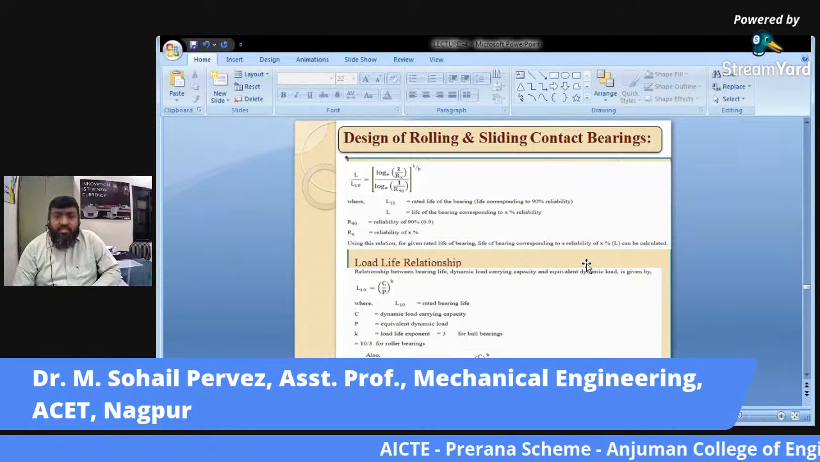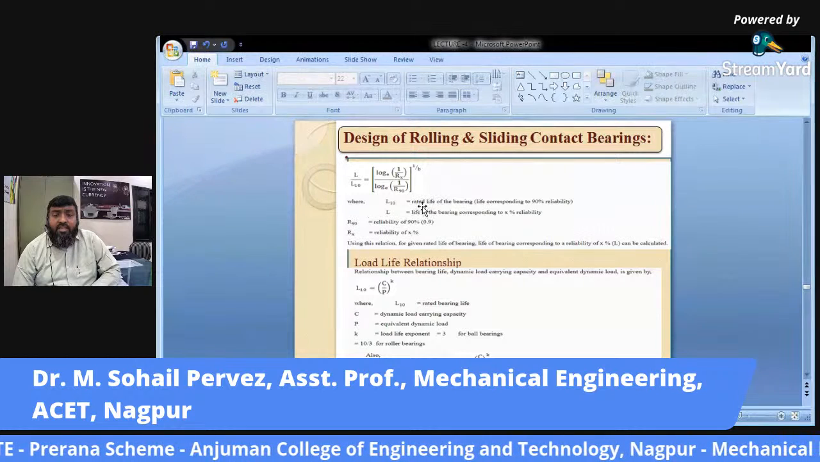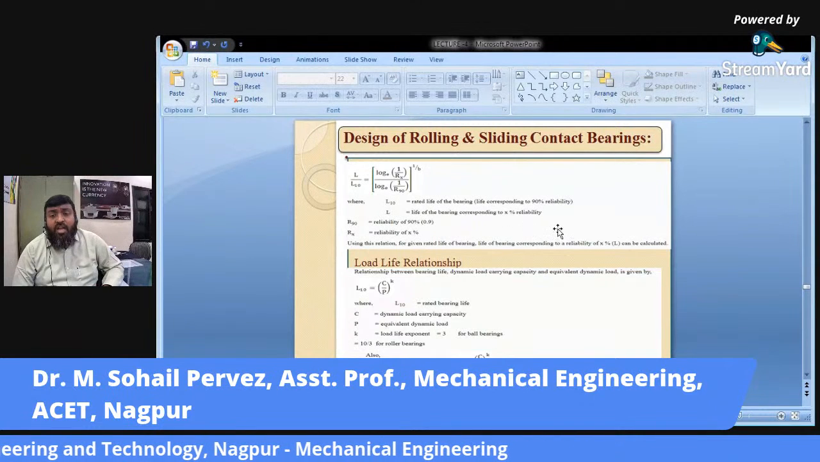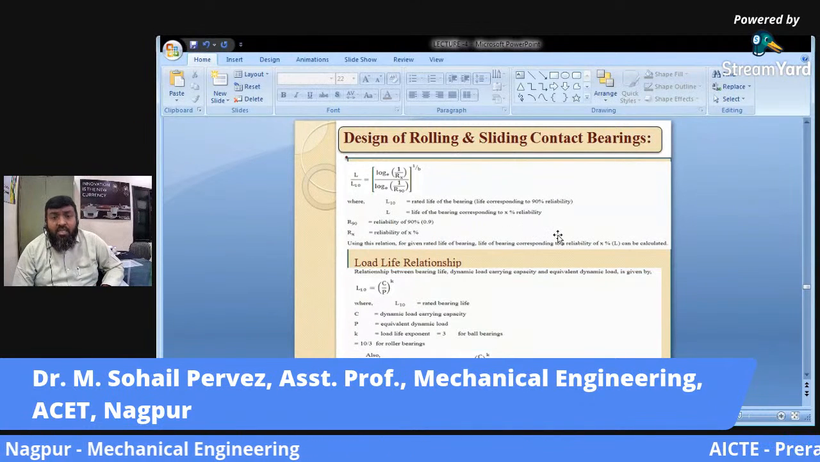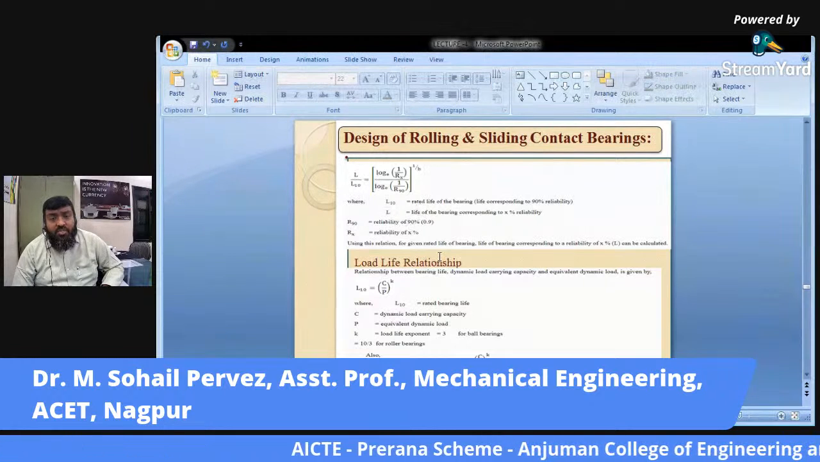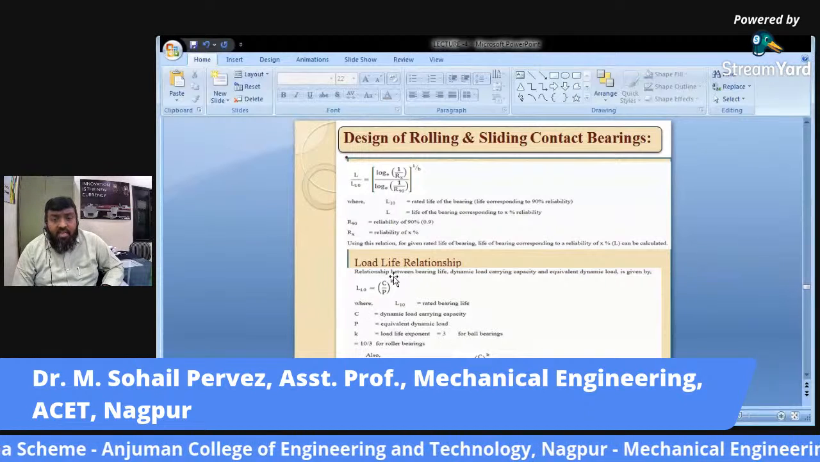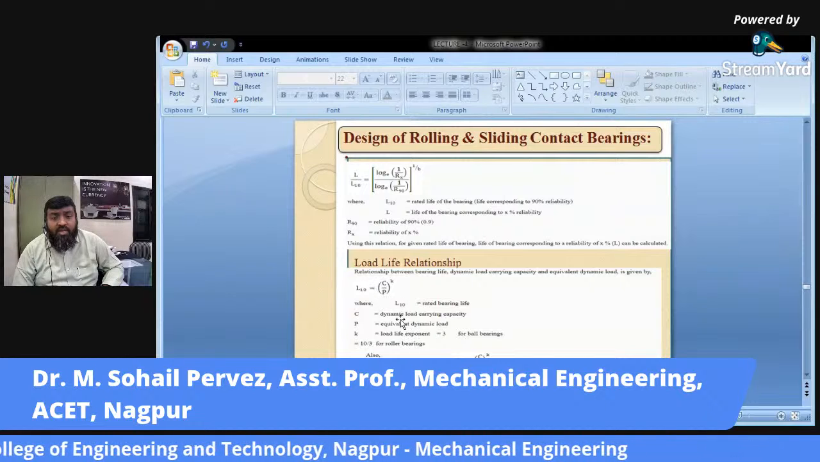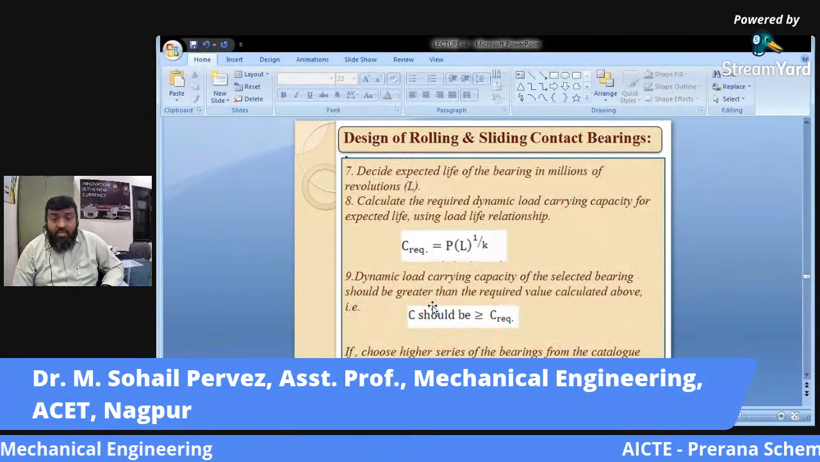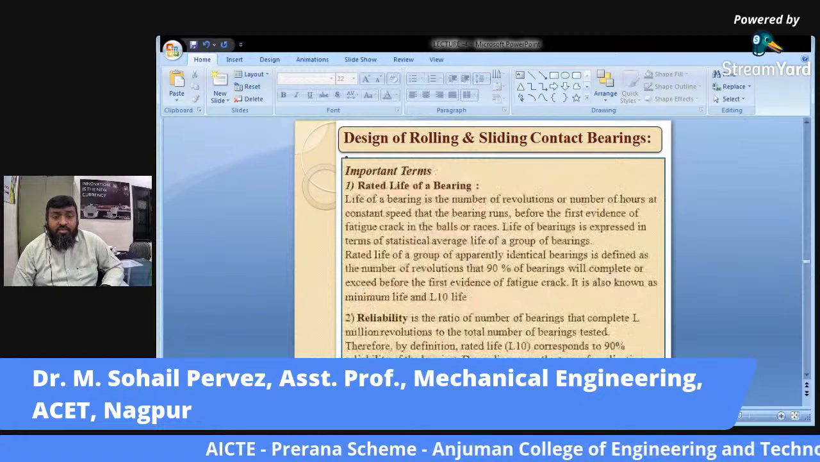So these are the basic relation wherein L10 is a rated life and life of bearing corresponding to percentage reliability. Generally we assume 90% reliability. If not, then we'll have to use this formula to calculate the reliability ratio. Now load life relationship, again L10. Here C is dynamic load carrying capacity, P is equivalent dynamic load, which we have calculated in the previous one. So this is the P, equivalent dynamic loading. You have to calculate it and then substitute the value.